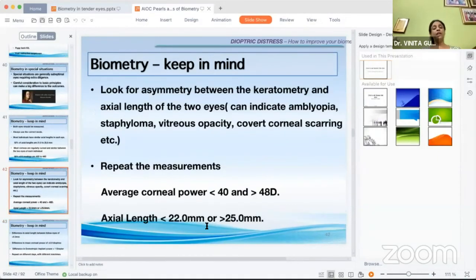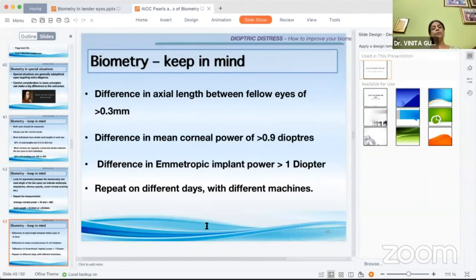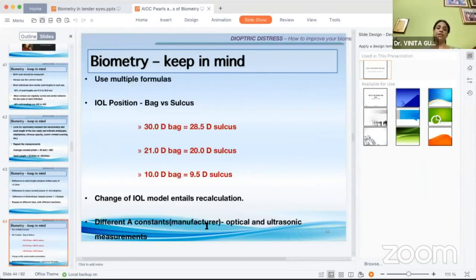Repeat your measurements if the average corneal power is less than 40 or greater than 48 diopters, axial length is less than 22 or greater than 25 millimeters, or the difference in axial length between the fellow eyes is greater than 0.3 millimeters, or the difference in the mean corneal power is greater than 0.9 diopters, or the difference in the emmetropic implant power is greater than 1 diopter. And repeat on different days with different machines.